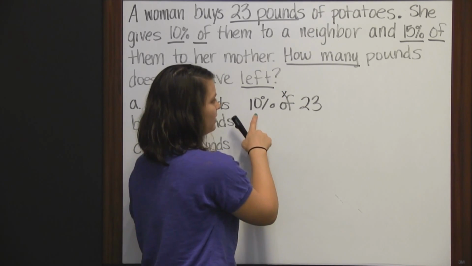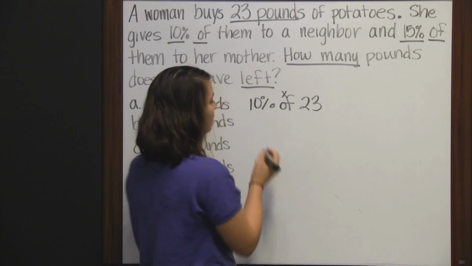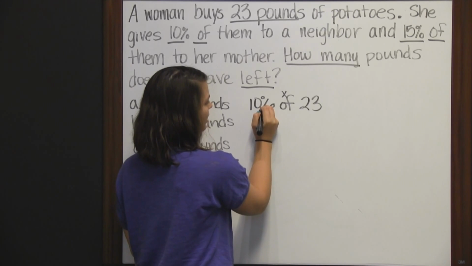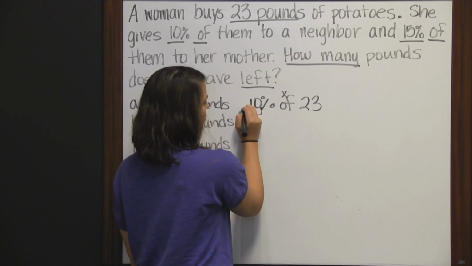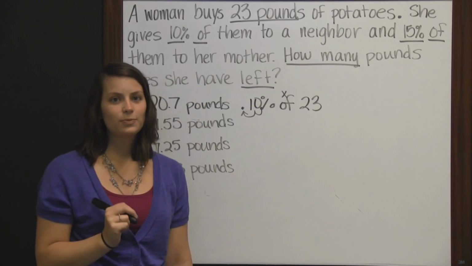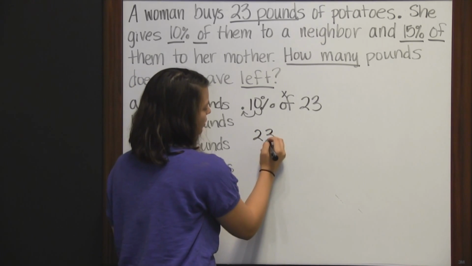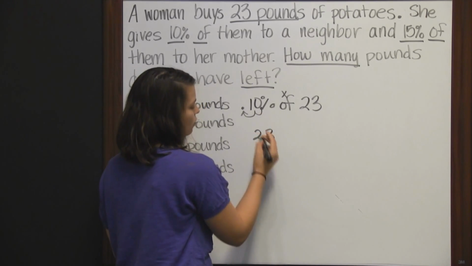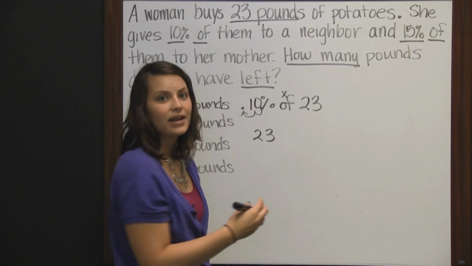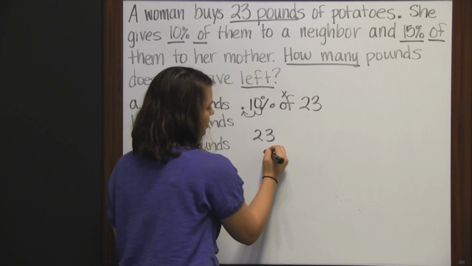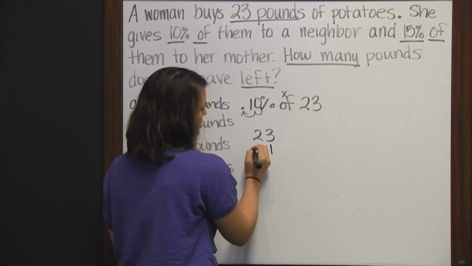And we're going to multiply 10% and 23. But first, we have to take our percent and change it to a decimal. So we move the decimal 2 places over. Now we can multiply 23 times 1/10 or 10 hundredths, and those are the same. So I'm just going to multiply times 1/10.